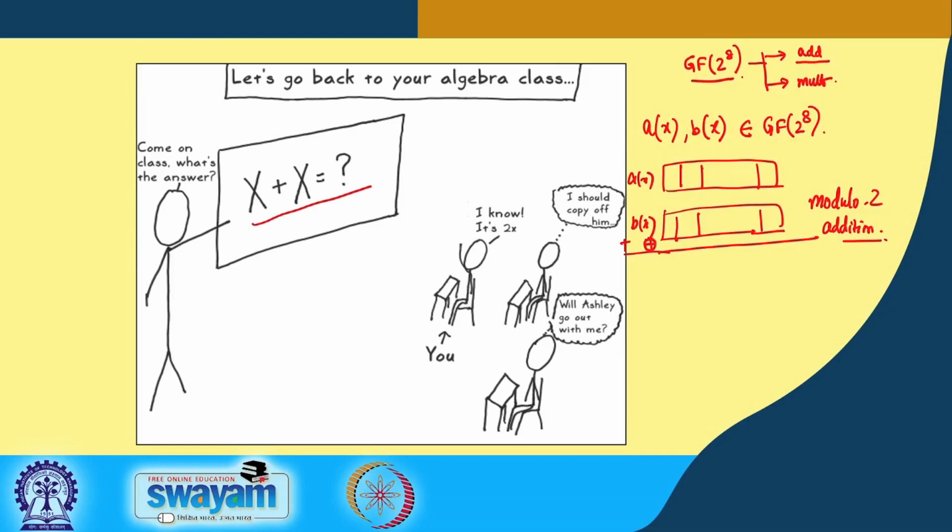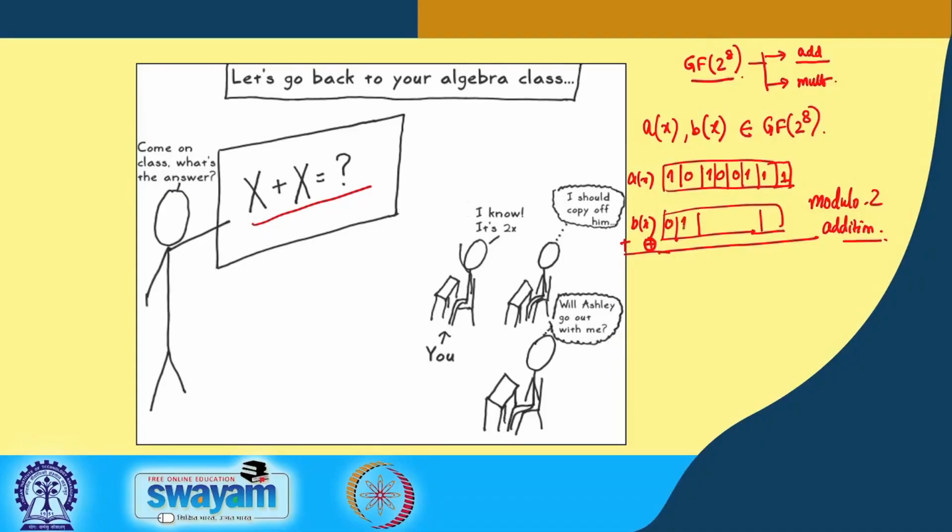Let's take an example. Suppose 1 0 1 0, and maybe 0 1 1 1. This is one example of an element of GF(2^8). As I told you, you can also have a polynomial representation of this. Likewise, you can take another example of GF(2^8), maybe 0 1 1 1, 0 1 and maybe 1 0. This is another example of GF(2^8).